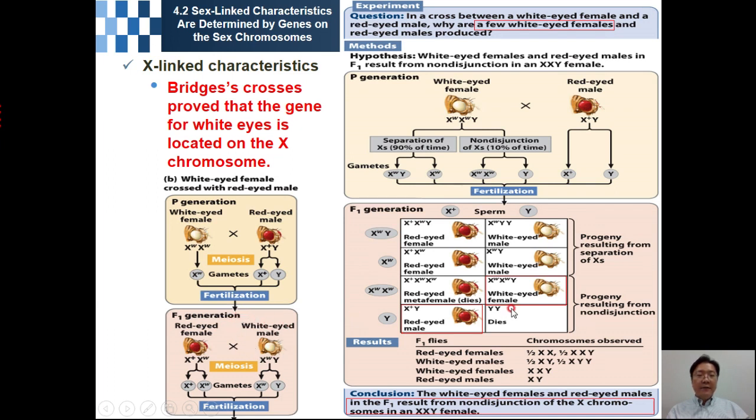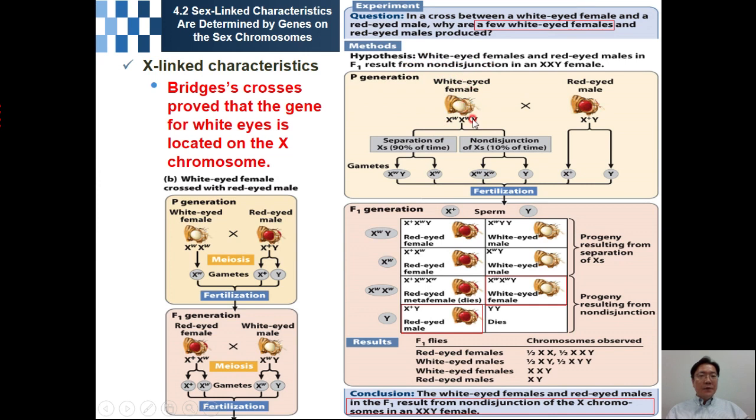But they found several different ratios. Some of them show 1 to something. They have some different ratios like this. So it means that the white-eyed female is not XW, maybe XWY. Okay, so this is a white-eyed female.